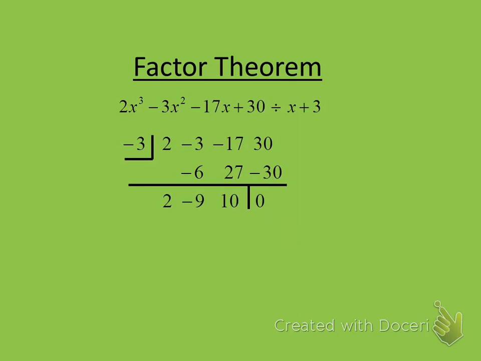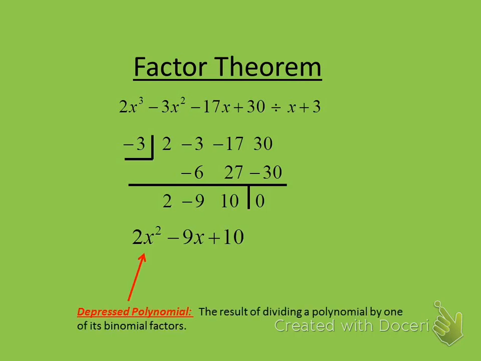Divide 36 by 12. What do you get? 3. Not 3 point something, not 2 point something. You get 3, remainder 0. That's how you know that 12 is a factor of 36. Same thing here. You get 0 as a remainder, which leaves you with this polynomial as your leftover part. That polynomial is called a depressed polynomial. It is a polynomial that is the result of dividing a polynomial by one of its binomial factors.